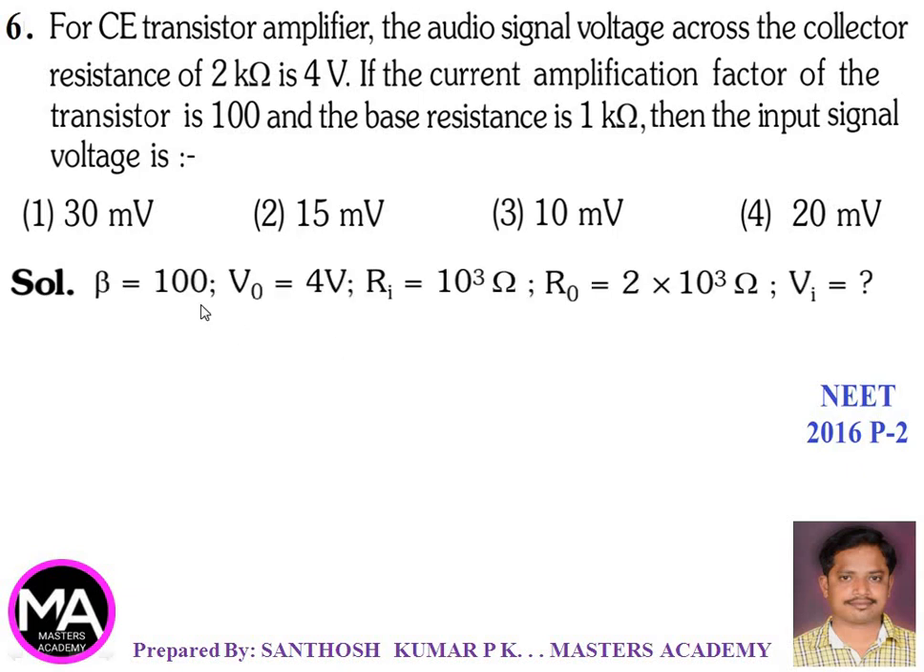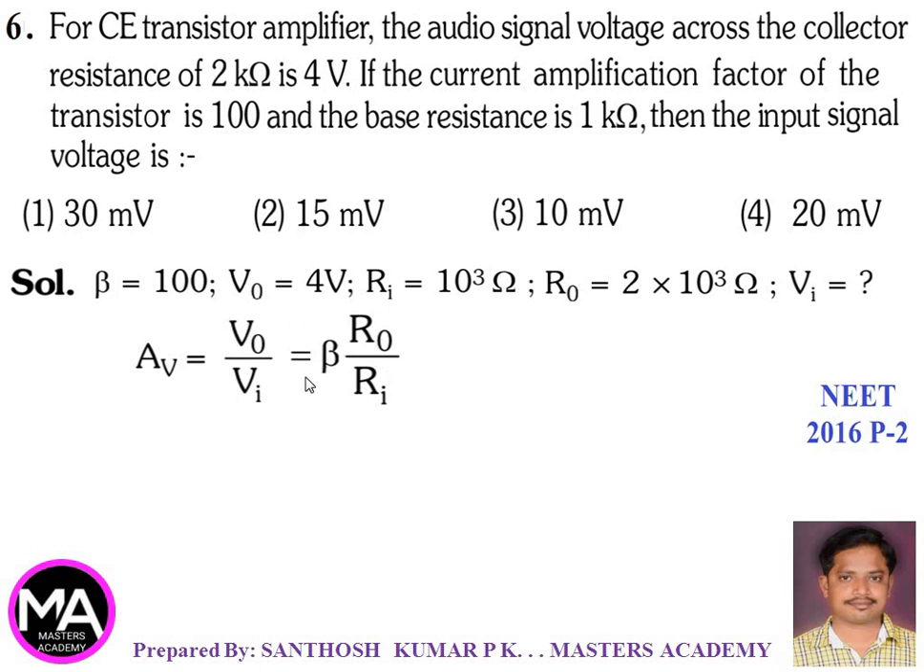Solution. They have given the current amplification factor beta is 100. The voltage is 4 volt. The input resistance, that is the base resistance, is 1 kilo ohm and the output resistance is 2 kilo ohm. You have to calculate what is the input signal. So we know that the voltage gain is given by V naught by Vi. Voltage gain can also be written as beta into R naught by Ri.